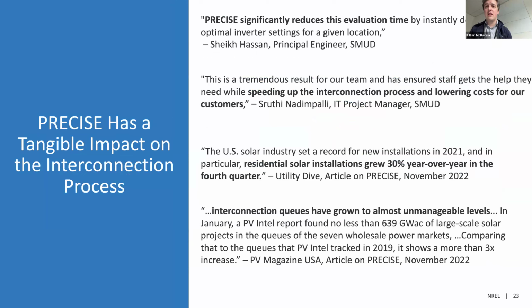Yeah, so it was really great that you could hear from Sheikh and from SMUD on this call, but outside of SMUD, a lot of different industry articles have picked up Precise and highlighted this problem. It's been really great to see that we've had a tangible impact on the interconnection process, but also really highlighting that this can be done. We have more data and more visibility on the distribution system than we've ever had before, which can really enable this type of analysis, which is really exciting. And we're looking forward to partnering with more people to solve these problems.